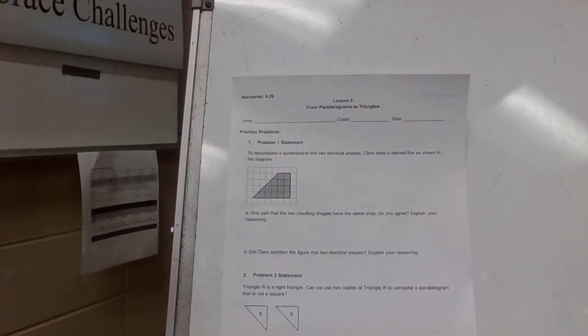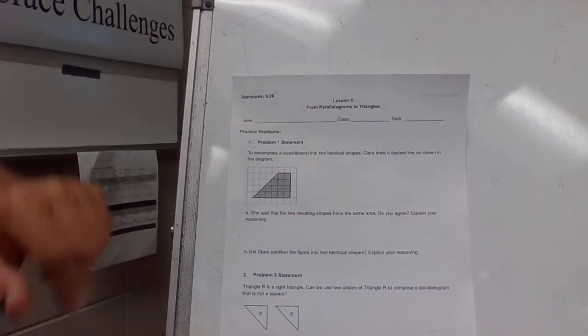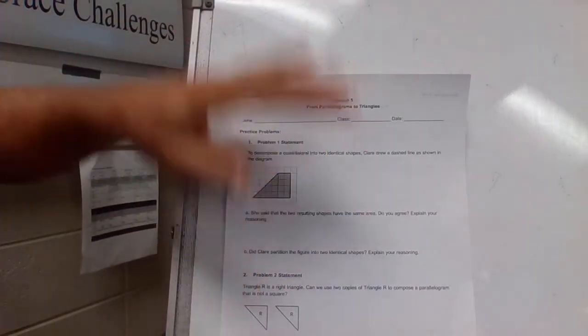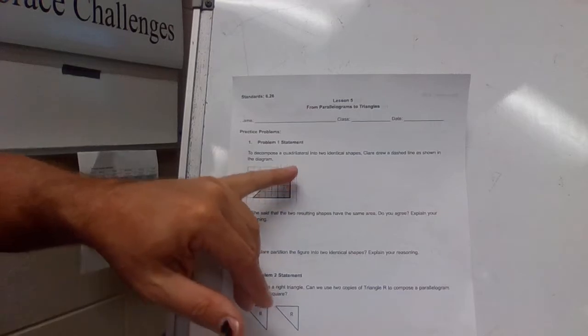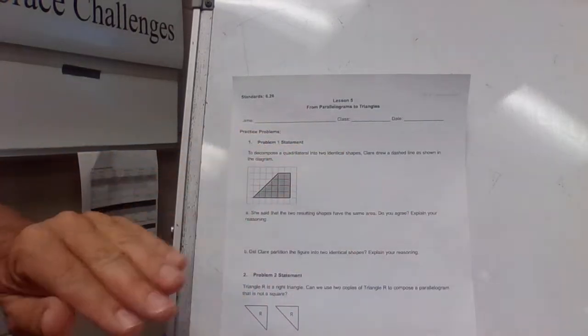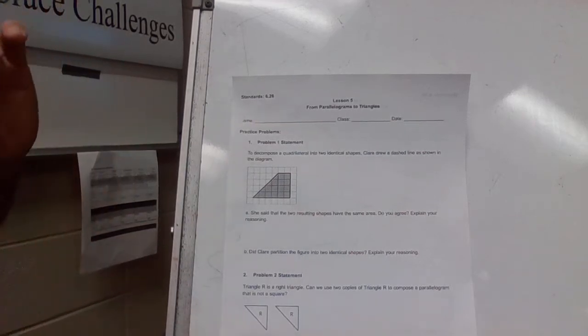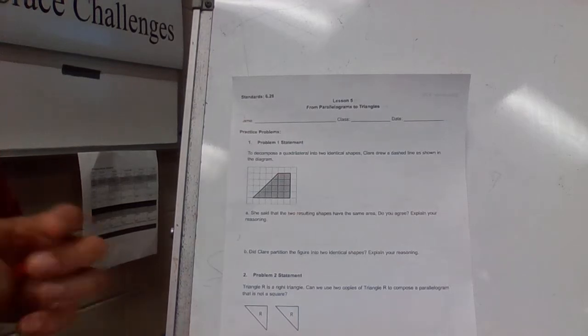So today, after all that stuff, we're going to do lesson 5 from parallelograms to triangles. Number 1 practice problem. Problem statement. To decompose a quadrilateral into 2 identical shapes, Claire drew a dashed line as shown in the diagram. Decompose means to break down. Quadrilateral means a 4-sided shape: 1, 2, 3, 4. Two identical means they're exactly the same shapes.